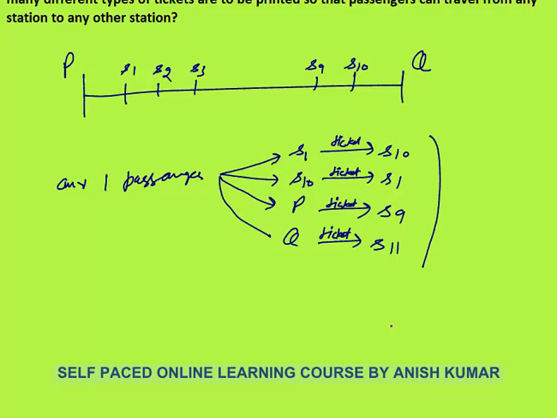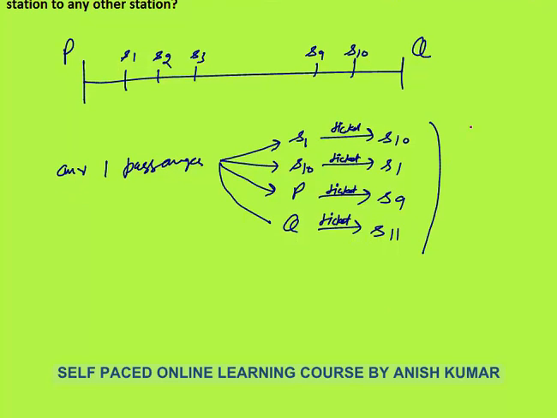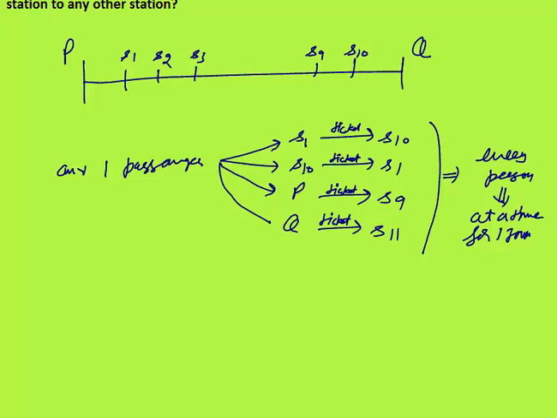First we will need to find this. How will we apply that logic? Every person at a time for one journey will use 2 stations. Either, as I have shown, he will use S1 to S10, S10 to S1, P and S9, Q and S11. Every person for one journey at any particular time will use only 2 stations.